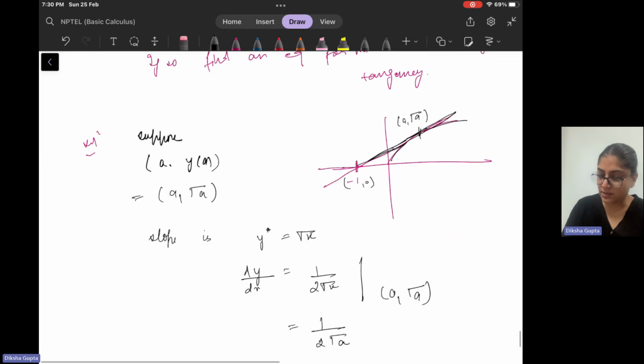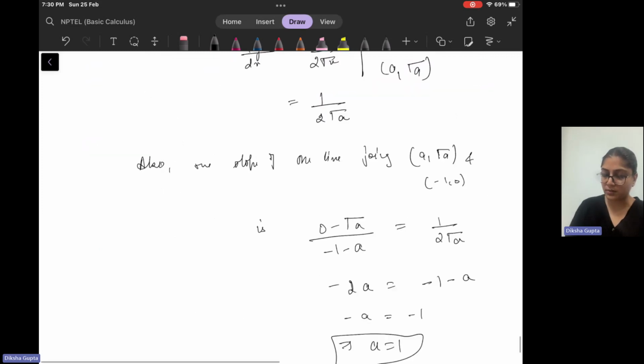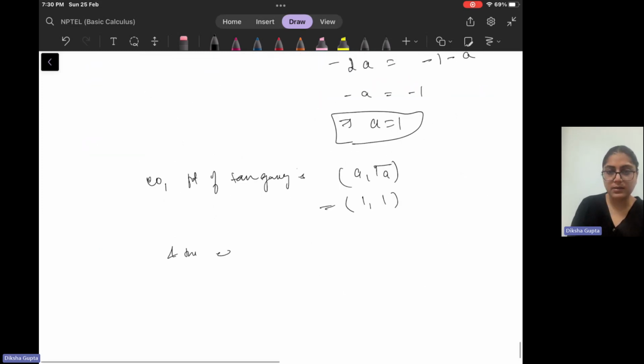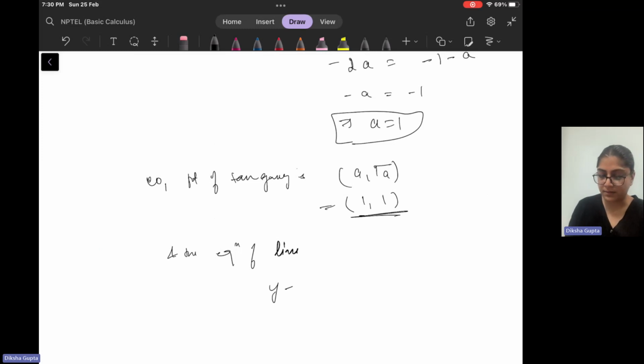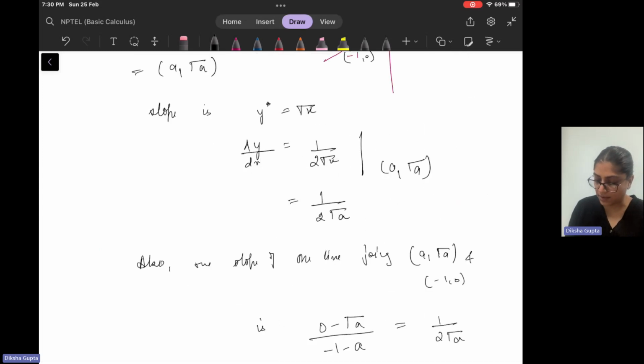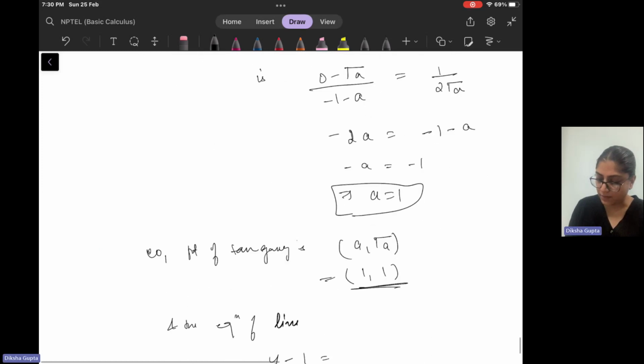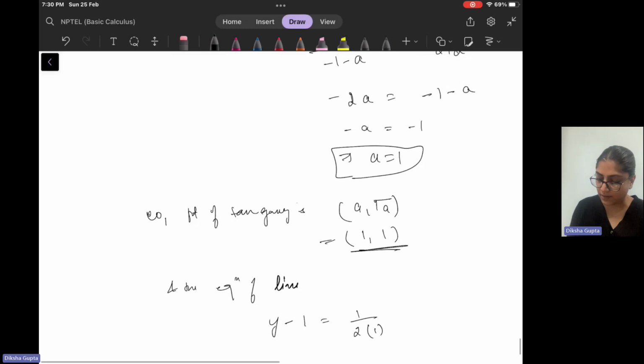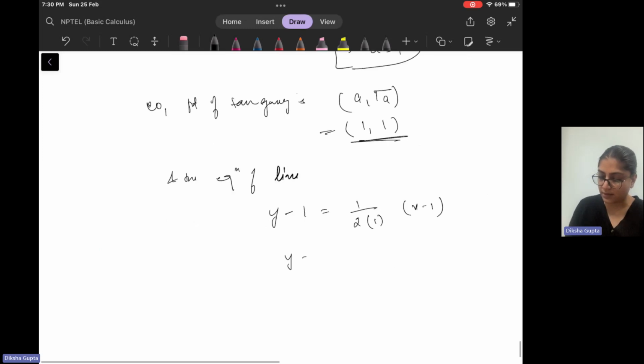So (1, 1) is the point such that the tangent to the curve at that point will pass through x equals minus 1 on the x-axis. And the equation of the tangent passing through this point, you can find it using the point (minus 1, 0) as well: y minus 1 equals the slope, which was coming out to be 1 by 2 root a, so y minus 1 equals 1 by 2 into 1 into x minus 1.